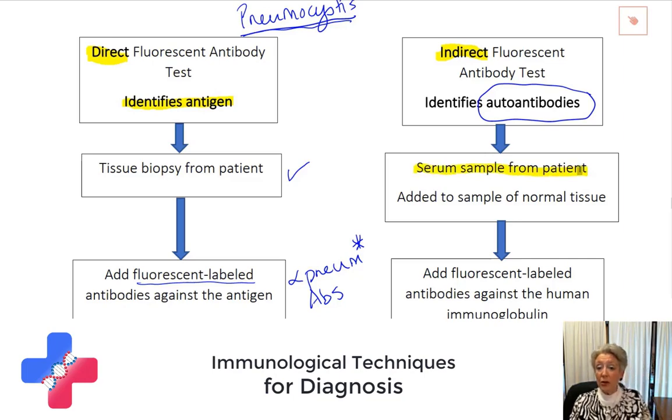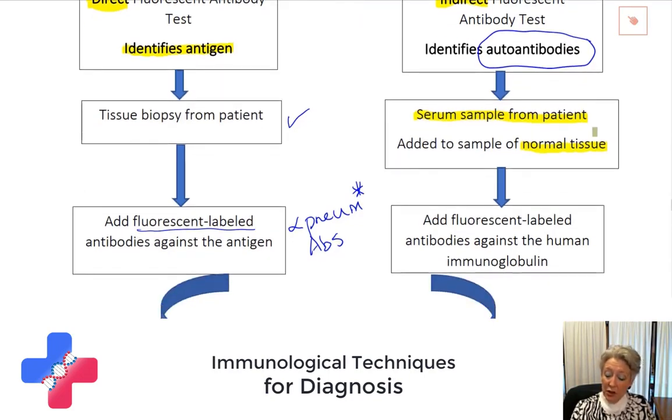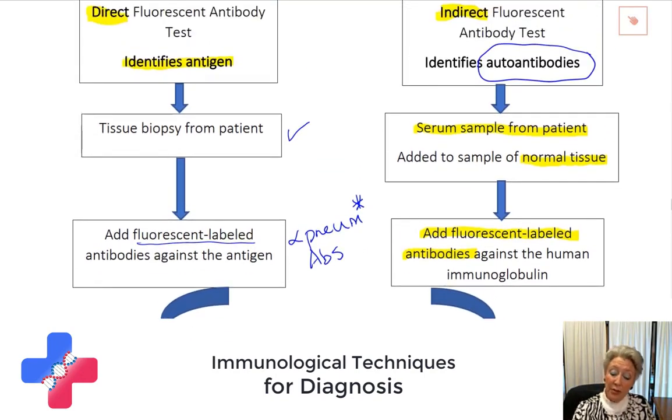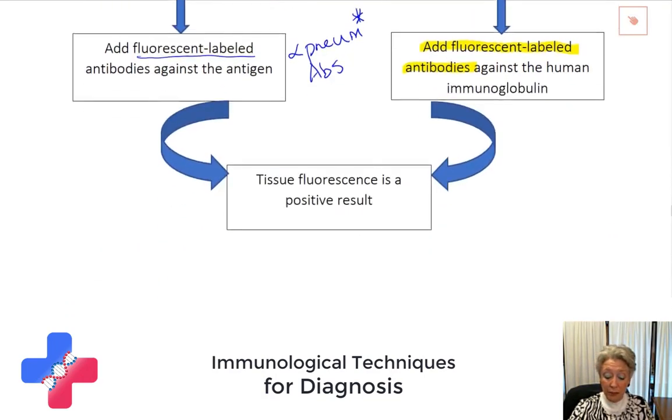to add it to a known sample of normal tissue. I'm looking for antibodies that the patient is making against the tissue. So it could be kidney, for example. If I then have those antibodies bind, I can't see them. Remember, this is happening at the molecular level. But when I subsequently add a fluorescent labeled antibody against human immunoglobulin, an anti-human immunoglobulin, now the tissue will fluoresce. And that gives me the knowledge that my patient was making autoantibodies against that particular cell or tissue.